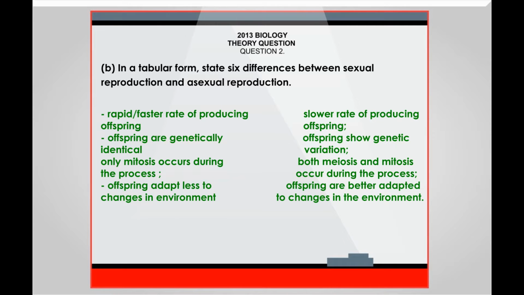Asexual reproduction, rapid/faster rates of producing offsprings. Sexual reproduction, slower rates of producing offsprings. Asexual reproduction, offspring are genetically identical. Sexual reproduction, offspring show genetic variation. Asexual reproduction, only mitosis occurs during the process. Sexual reproduction, both meiosis and mitosis occur during the process. Asexual reproduction, offspring adapt less to change in environment. Sexual reproduction, offsprings are better adapted to changes in the environment.